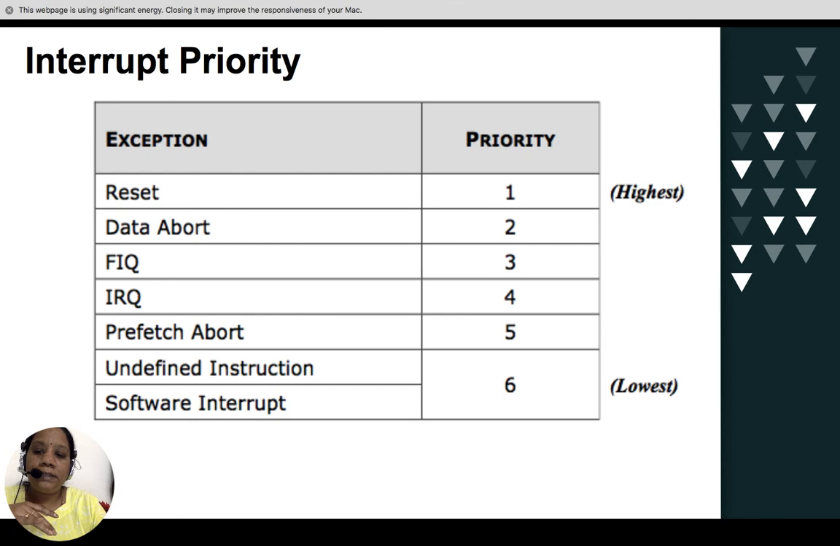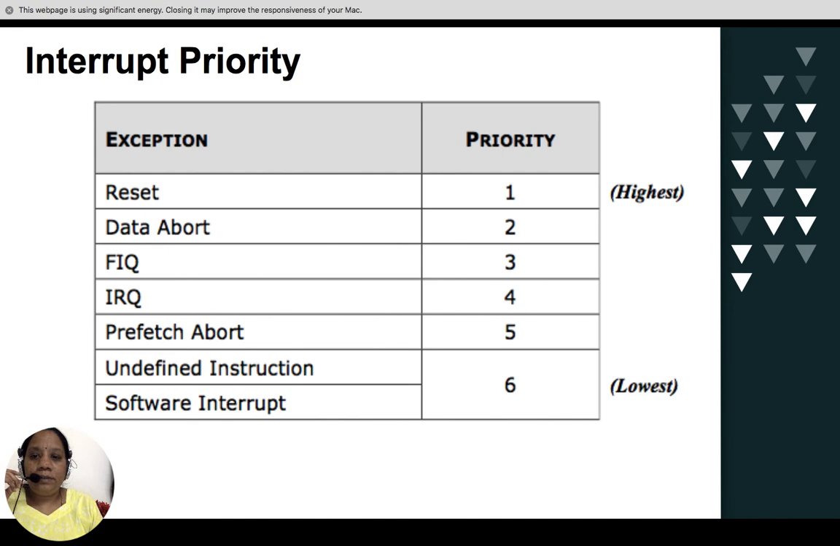Why 2 interrupts are given sixth position is because these 2 interrupts cannot occur simultaneously. If there is an undefined interrupt, software interrupt cannot occur. If there is a software interrupt, undefined interrupt cannot occur. So there is no possibility that these two will occur simultaneously. So that is why both of them are given the lowest priority, and it is 6. So this is about interrupts, my dear students.